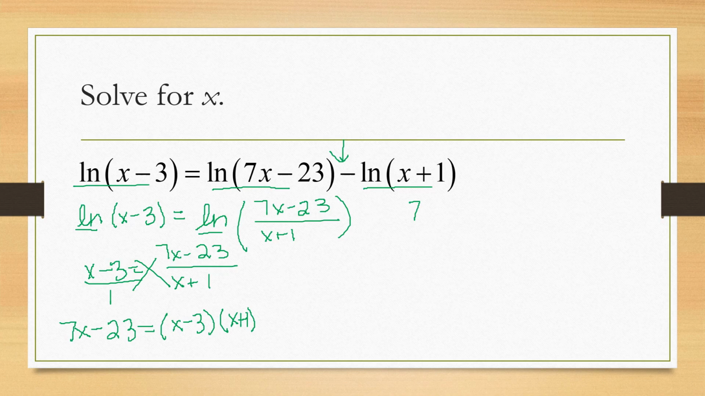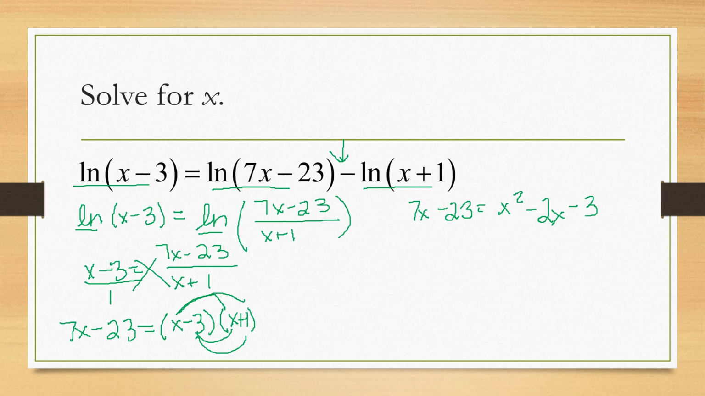So I'm going to have 7x minus 23 is equal to, and first times first is x squared. Outside, x times 1 is 1x, and inside is negative 3 times x is negative 3x. So negative 3x plus that 1x is negative 2x. And then our last term is negative 3 times positive 1, which is negative 3.